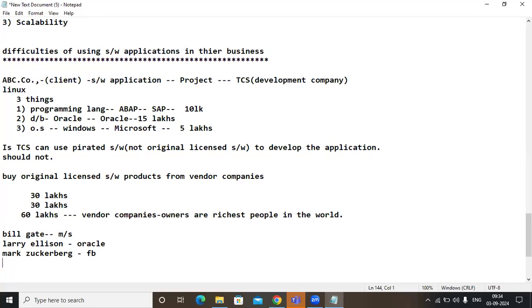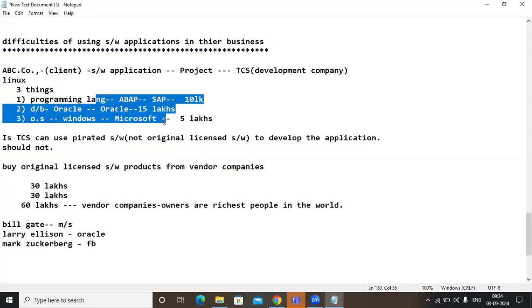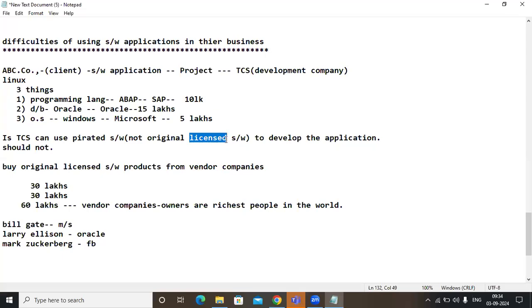One more important question I'm asking: can clients and development companies use this particular license lifelong, forever and ever? No, I think so, right? They have to renew the license, yes or no? If you want to renew the license, again you have to pay some extra amount.